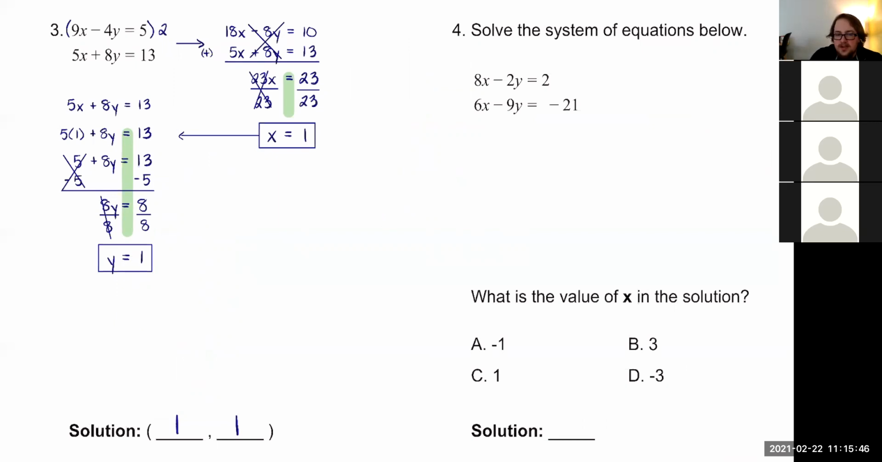Last one here on elimination, a little bit trickier because we're not going to be able to get away with changing just one of them, and I'll explain why here in just a moment. But before we do that, let's first notice that we're not actually looking for the entire ordered pair. We are only searching for the value of x. And I'll tell you why I would make some suggestions there, because if I can cut out some steps, all the better.